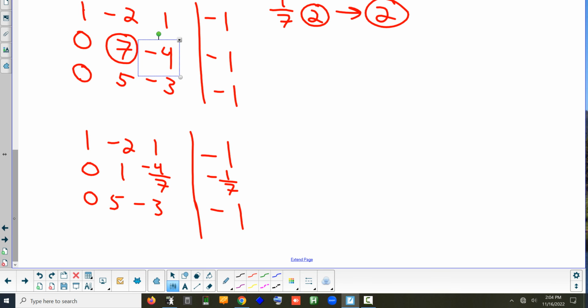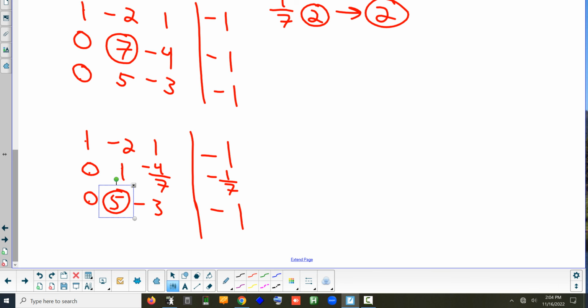Okay. We've got our 1, we've got our 0, we've got our 0. Good. We've got our 1. The next step is to get a 0 right there. We're done with row 1. Now we're using row 2. If you used row 1 to do anything, you would mess up these zeros. So don't use row 1 anymore. What could you multiply row 2 by, and then add it to row 3, to make that 5 a 0?